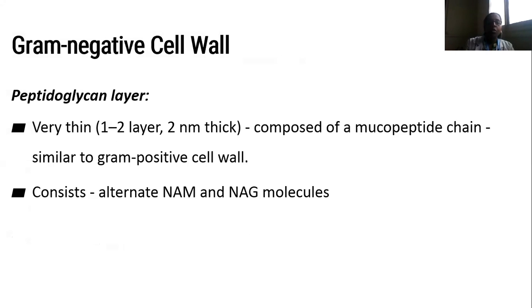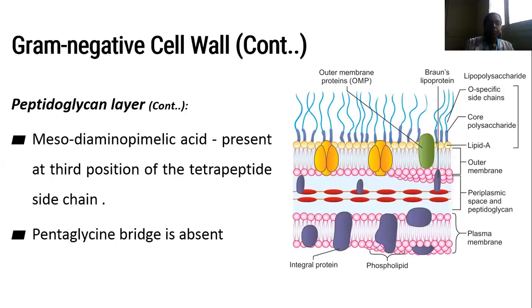If you see the gram-negative cell wall, we have a very thin peptidoglycan layer, but we have the lipopolysaccharides present. Here there is meso-diaminopimelic acid present in the third position of the tetrapeptide chain, and the pentaglycine bridge is absent in the gram-negative cell wall.